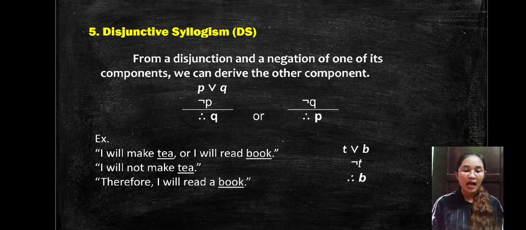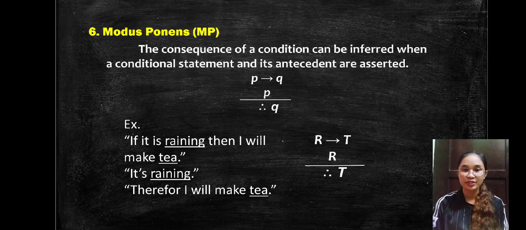Like for example, I will make tea or I will read book. I will not make tea, therefore, I will read a book. So, let T be I will make tea, and let B be I will read book. So, ang mangyayari, T or B, not T, over, therefore, B. Next is modus ponens, or normally shortened as MP.